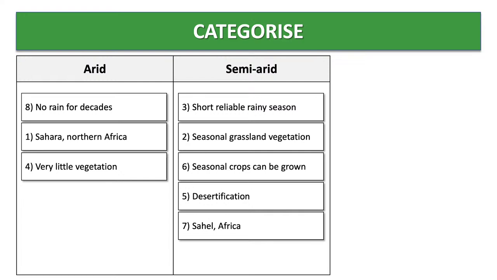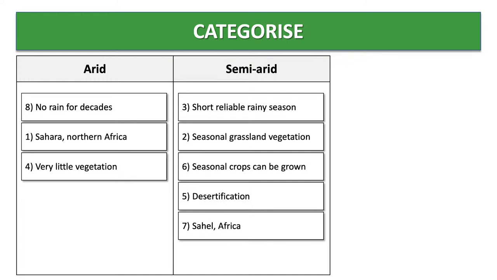So we have a look at the semi-arid answers. They have a short, reliable rainfall season, which usually lasts for a few months. That does mean that they are able to grow some vegetation. Much of this is grassland, but you will find drought-resistant trees like the baobab and the acacia trees. The grass grows really quickly in the rain and tends to die back in the dry season. You also have seasonal crops that can be grown, and this is obviously really handy because the main source of income here is farming, so that is really, really important.